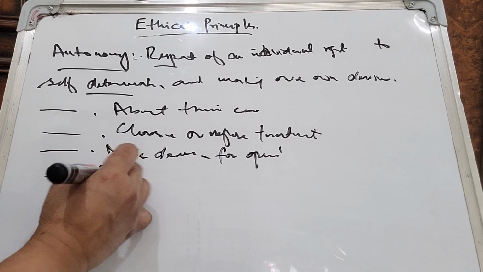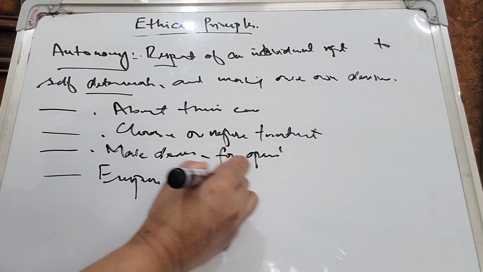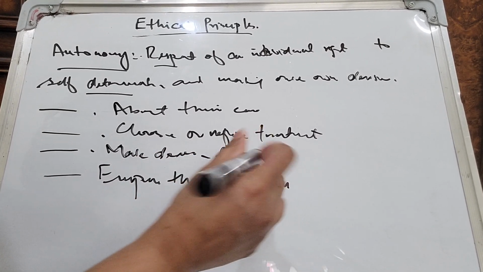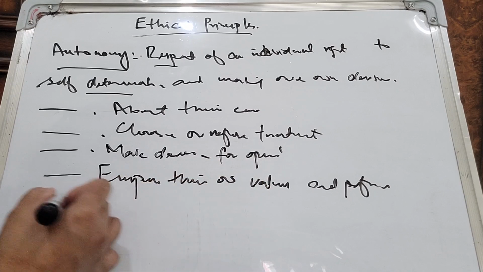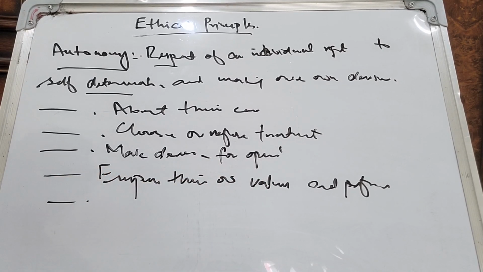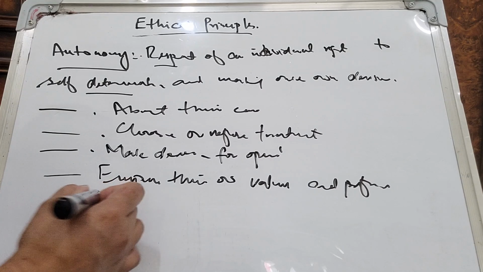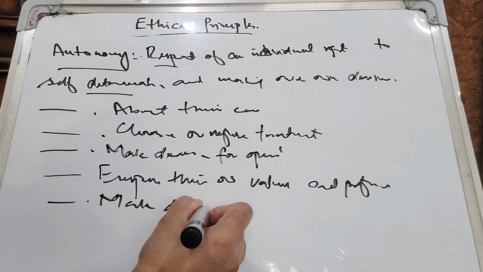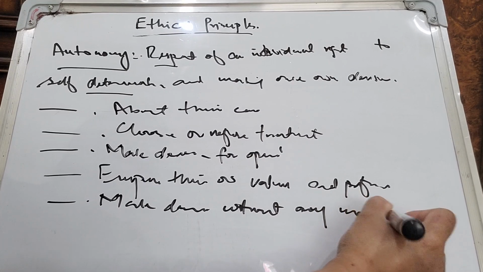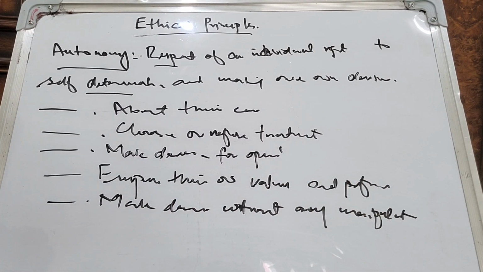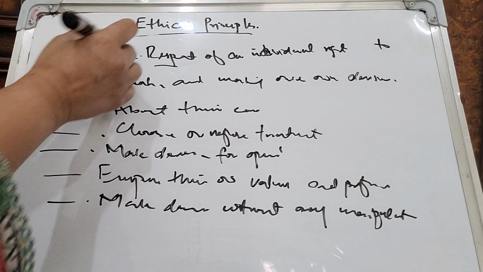Express their own values and preferences. What the patient likes, what he doesn't like, it is the right of the patient to express his feelings. Make decisions without any manipulation. They have the right to make the decision without any threat, without any manipulation. The patient has the right to make the decision. So that is autonomy.